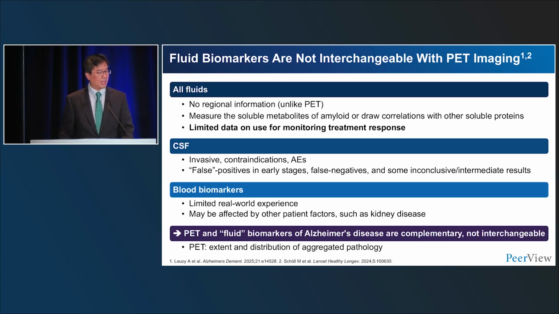And the PET and fluid biomarkers of Alzheimer's disease are really complementary. They should be used together. I think every expert agrees they're both here to stay. One's not going to replace the other. And one of the key things, of course, is that PET gives you the extent and distribution of the amyloid in the brain, not its metabolites.